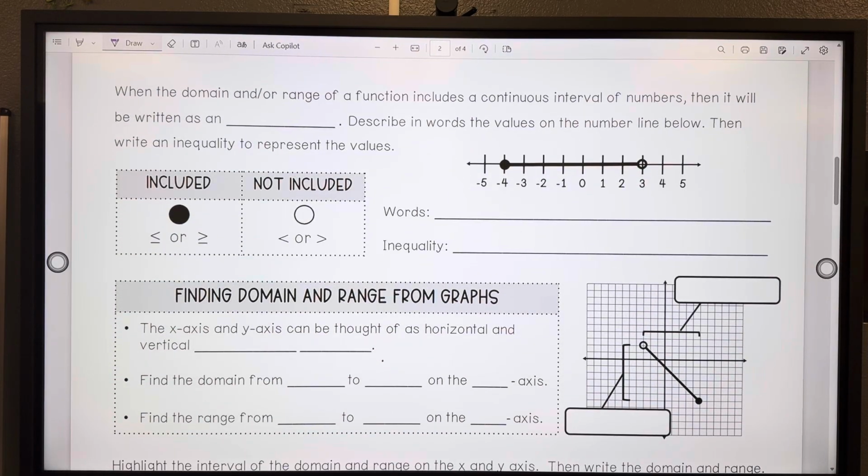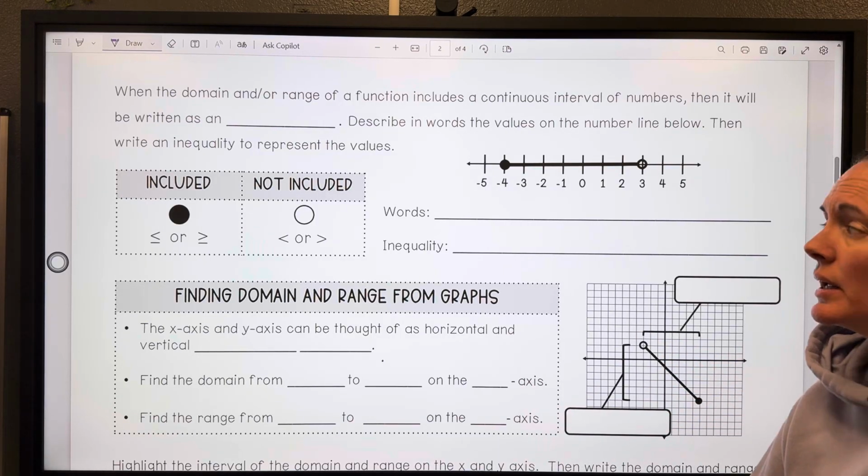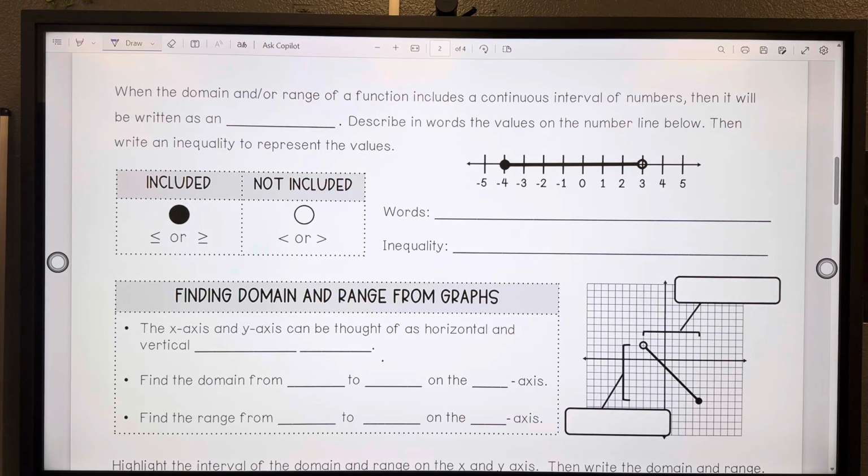If you have a domain and a range on a graph that's continuous, we're going to write it as an inequality or write it in interval notation, sorry.